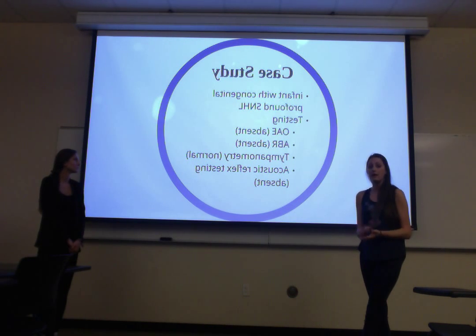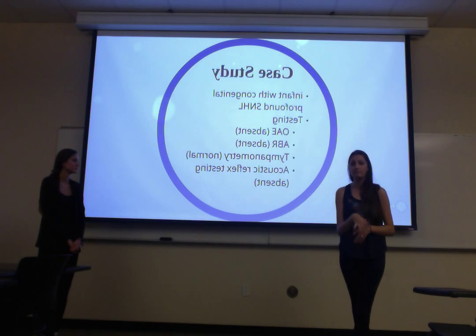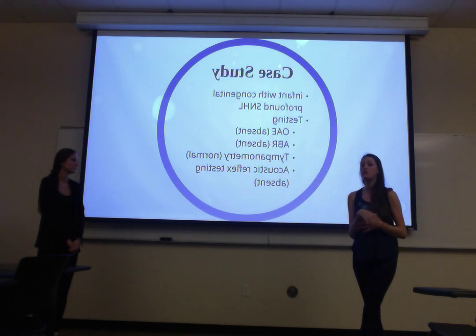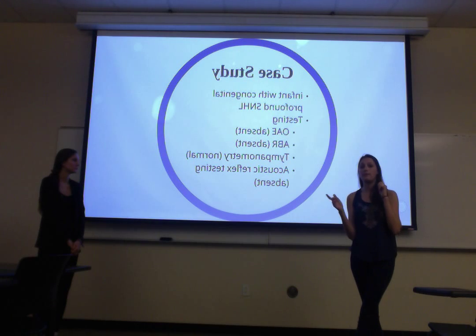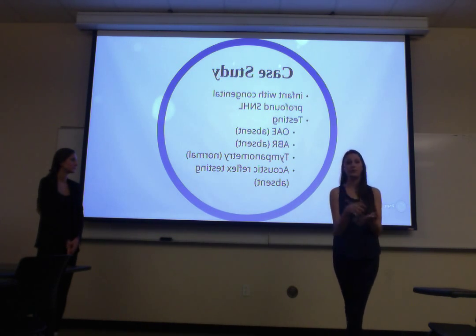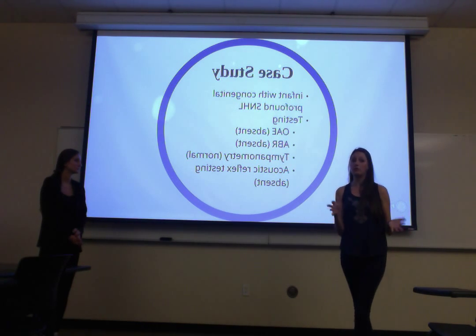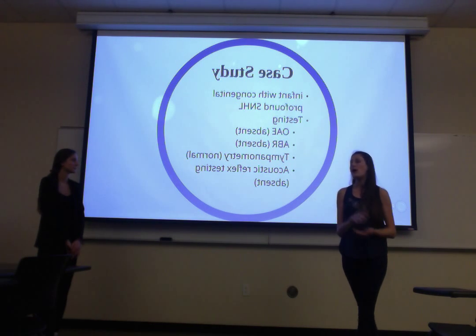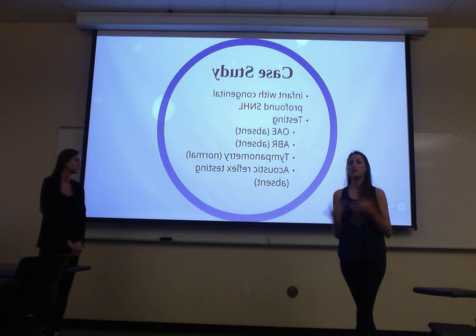She went through an OAE, and it was absent. There was no response in either ear. She went through ABR testing, just like the OAE, there was no response in either ear. Her tympanometry was normal, so her middle ear was moving, all the different anatomy was moving correctly, as it should in a normal child, but her acoustic reflex was not, there was no response in that as well. And when everything is absent except the tympanometry test, that goes to show that it is sensorineural hearing loss.